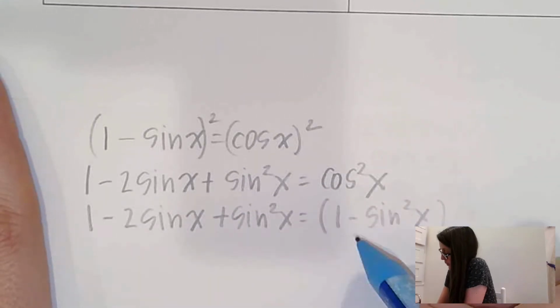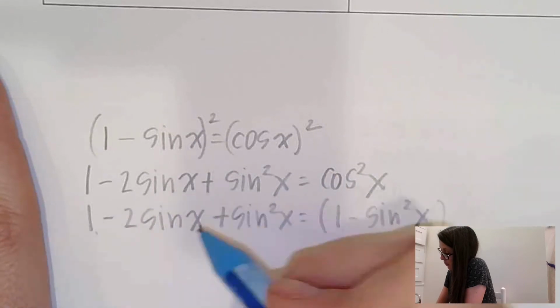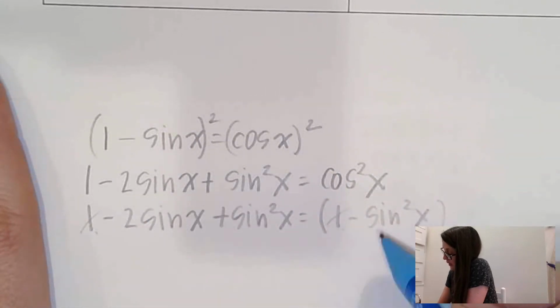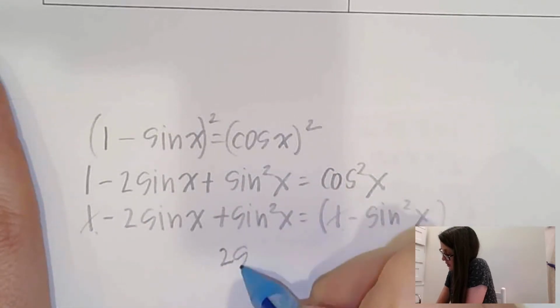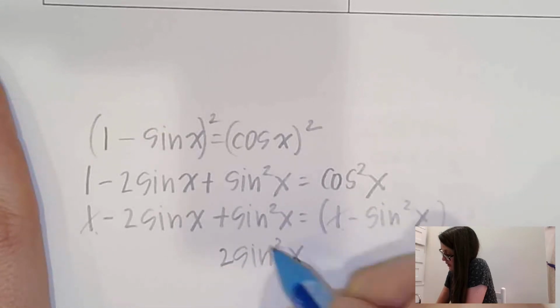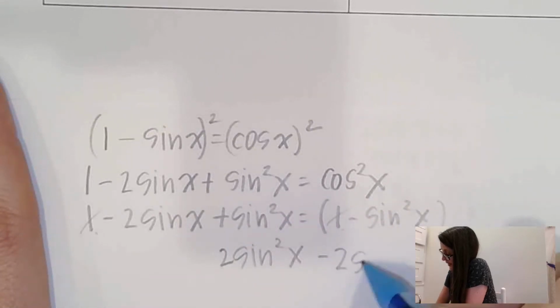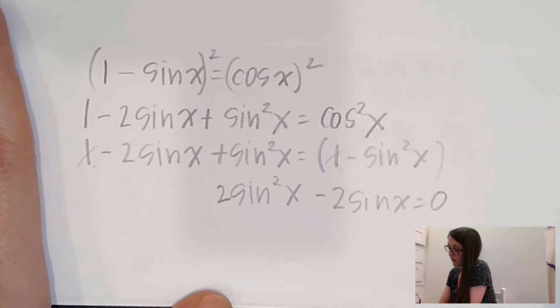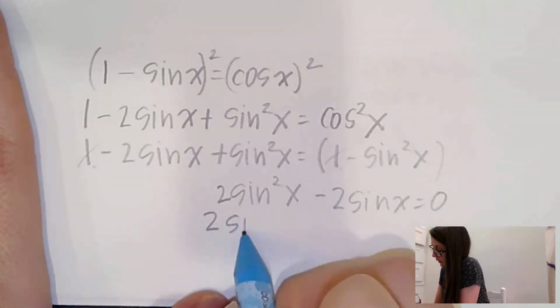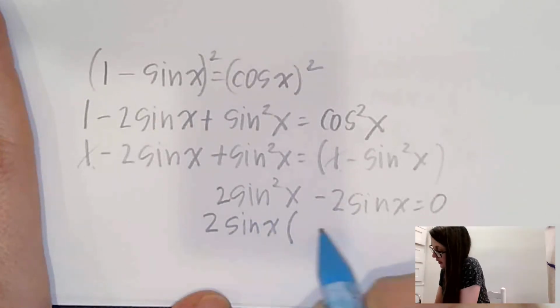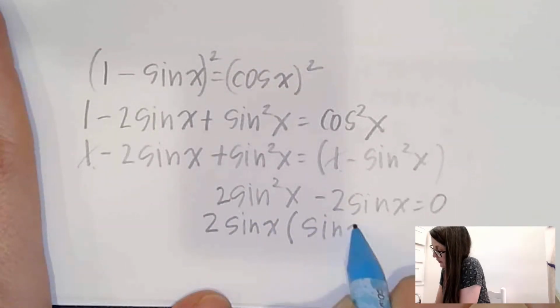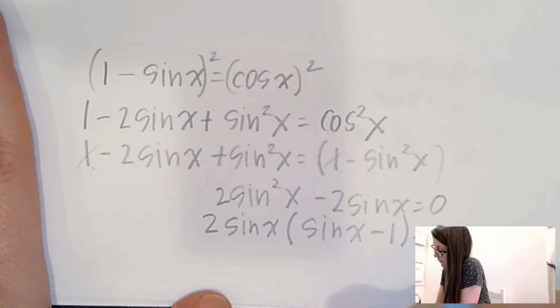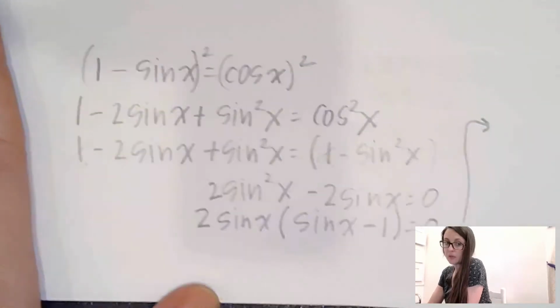So then if I were to simplify, if I move my 1 over here, my 1's are going to go away. If I move my sine, this turns into a 2 sine squared x, and then that'll be a minus 2 sine of x. And then I can factor out a 2 and I can factor out a sine, and I will be left with sine of x minus 1. And then you're going to set both of those equal to 0.